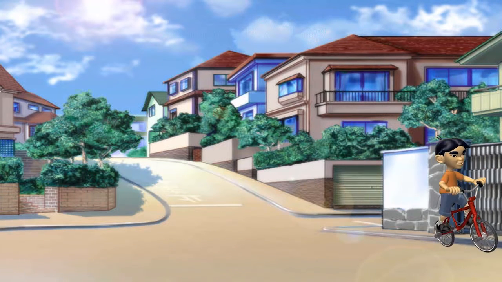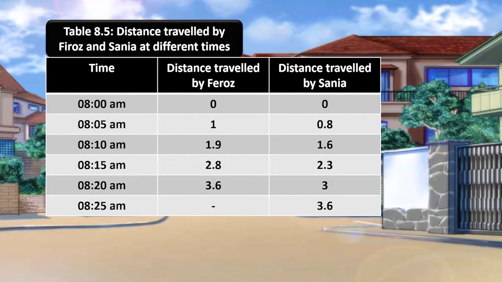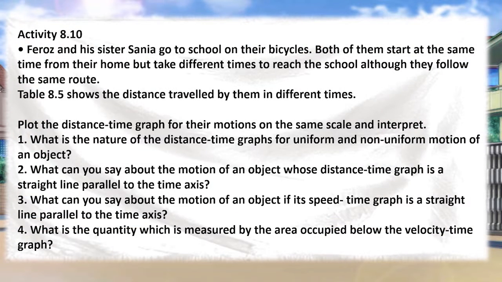Time for Firoz and Sanya are given in the form of a table. Distance time graph for the motions on the same scale is plotted. The slope represents the speed. Speed of Firoz is faster than Sanya. Therefore, Firoz reaches before Sanya and waits for Sanya. The graph follows non-uniform motion.